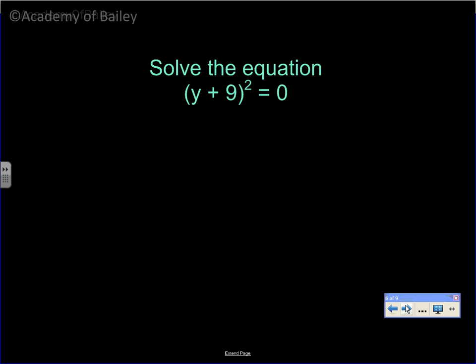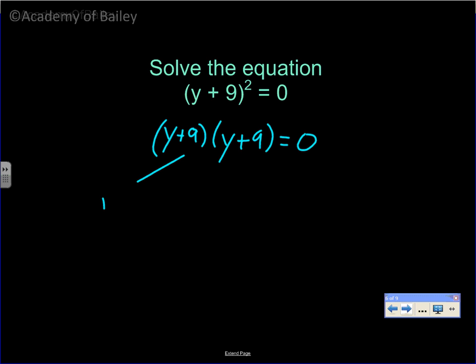Looking at this one, it says solve the equation. There are a couple different ways to do this. I'll show you one way on this one, and then I'll show you the other way on the other one. So you know that y plus 9, all that squared, is just going to be y plus 9 times y plus 9.